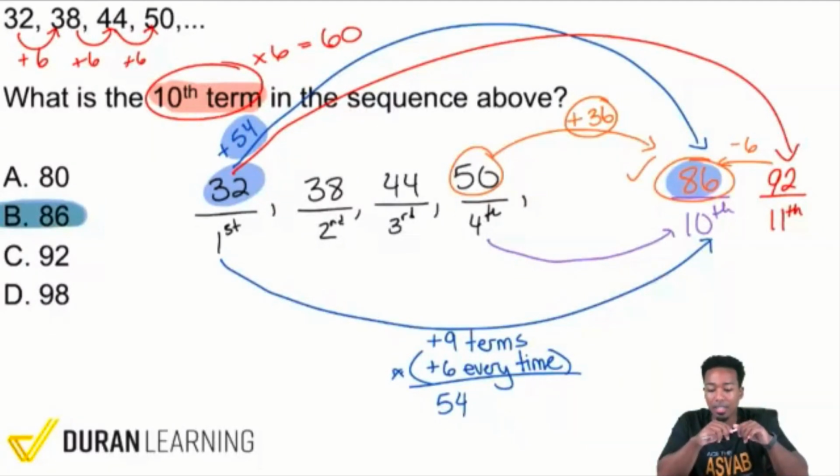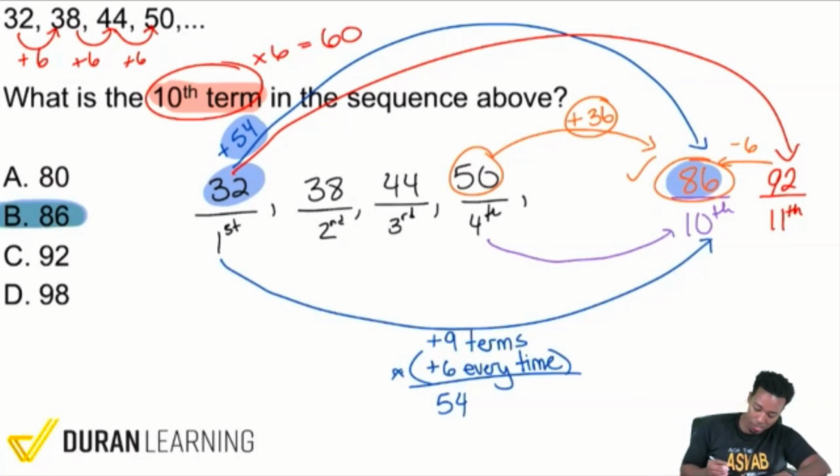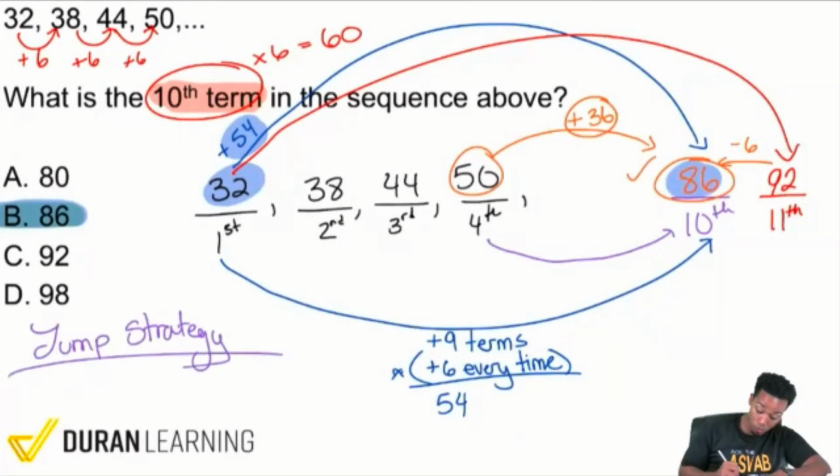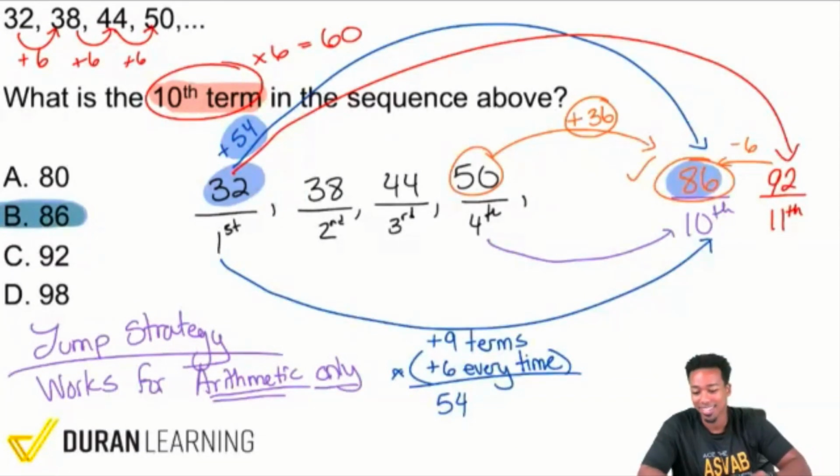And so again, this strategy right now, this works for arithmetic sequences, okay? This jump strategy, it works for arithmetic sequences. It works for arithmetic only, okay? Arithmetic only. Got to make sure we have that there.